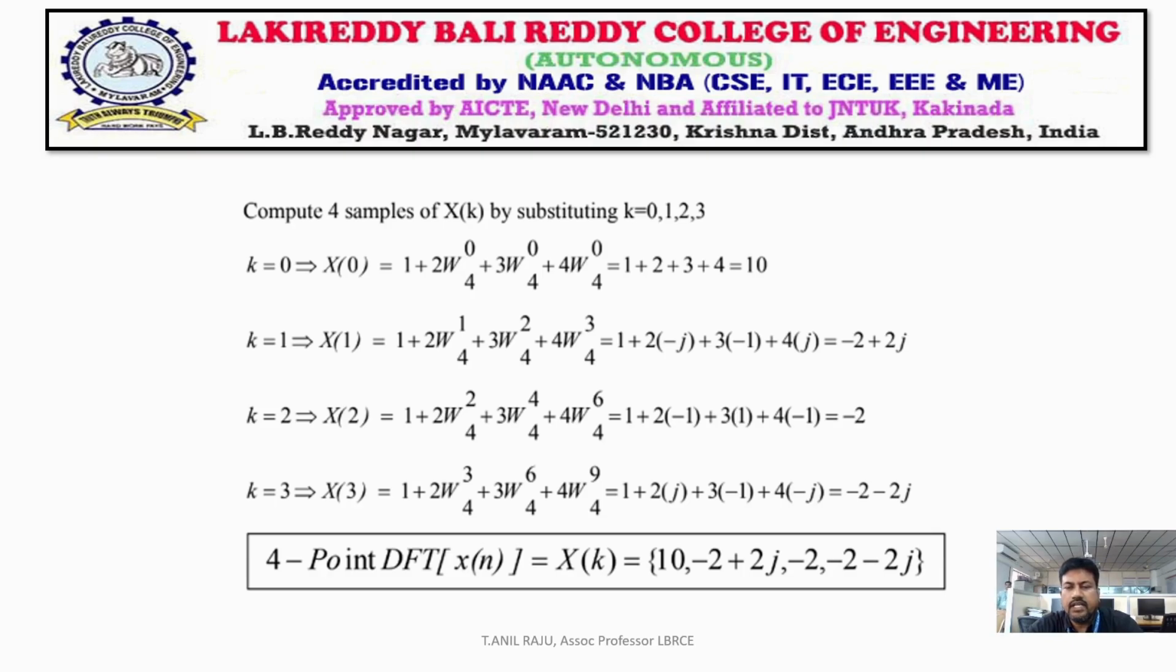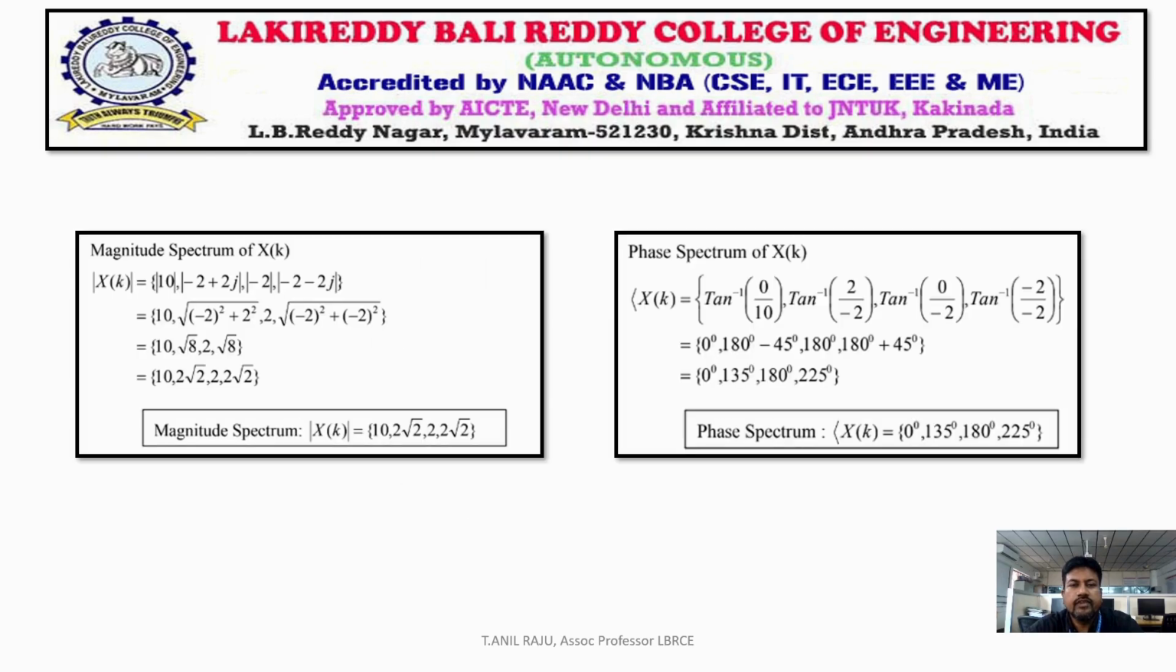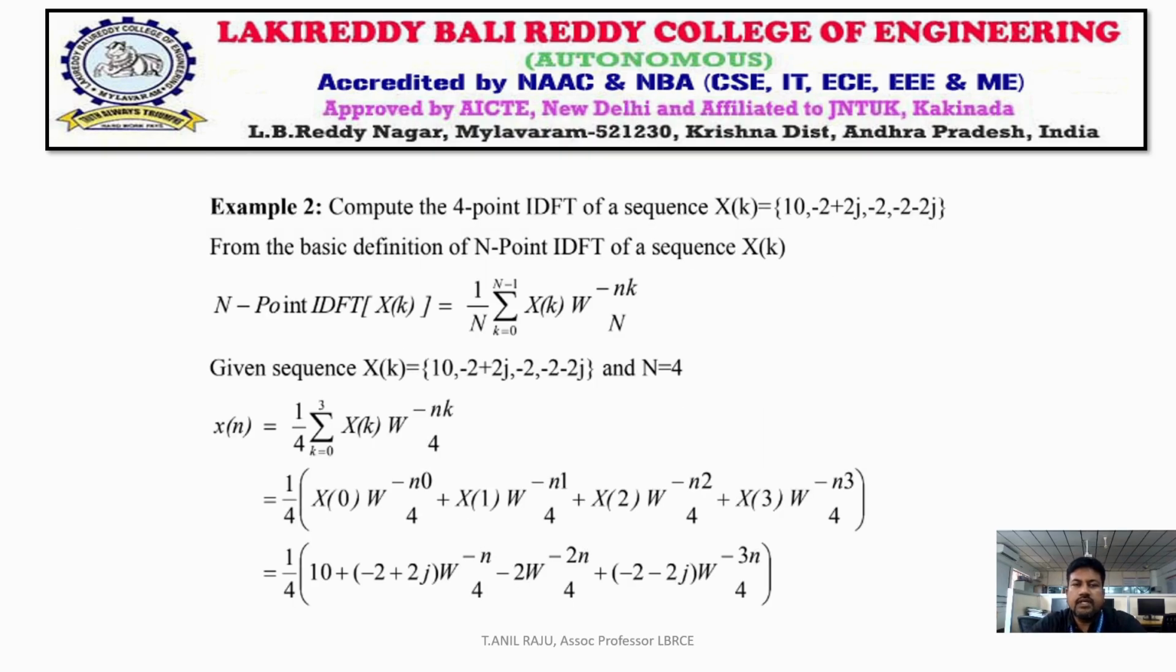So, finally, we will get a complex number, but that complex number will not be represented directly. So, we will take the magnitude response and phase response. Coming to the another problem, this problem is inverse discrete Fourier transform.